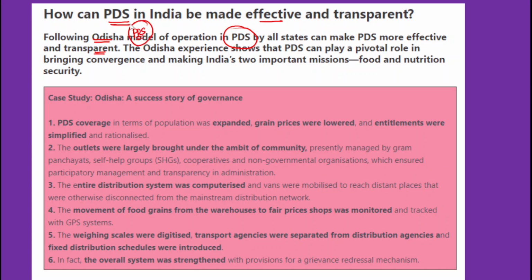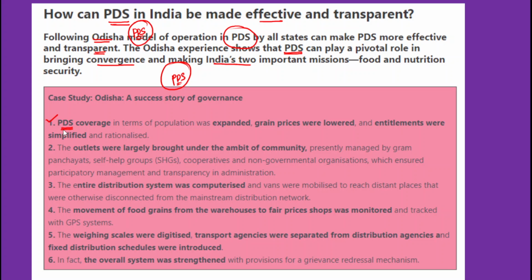It has overhauled the entire public distribution system. Therefore, the Odisha experience shows that the public distribution system can play a pivotal role in bringing convergence and making India's two most important missions, for example food and nutrition security, most successful. Now, what is the Odisha success story or the Odisha model of the public distribution system? In answers, you can write these case studies. These case studies will further enrich and strengthen your answers. So, first case study, the first point is PDS coverage, the public distribution system coverage.